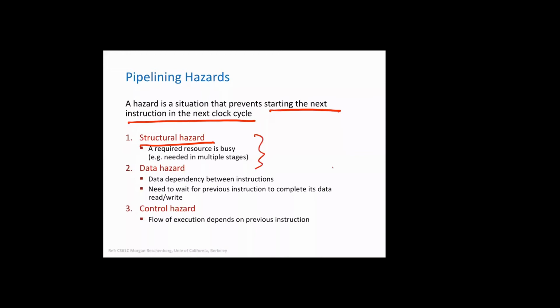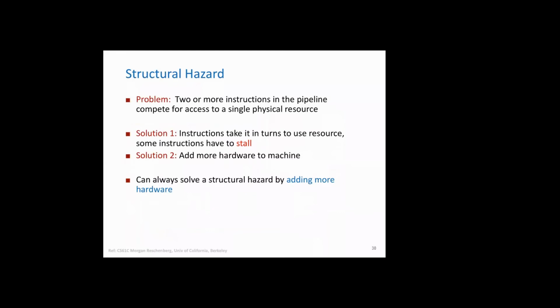Data hazard is that there's a data dependency between instructions. In that case, the next instruction has to wait until the previous one completes. And then third is control hazard, where the flow of execution depends on the previous instruction. So we'll see each one of these. In this class, we'll look only into structural hazard, and the next two classes will go into data hazard and control hazard. So now we are doing structural hazard.